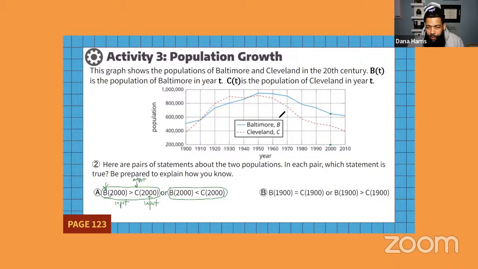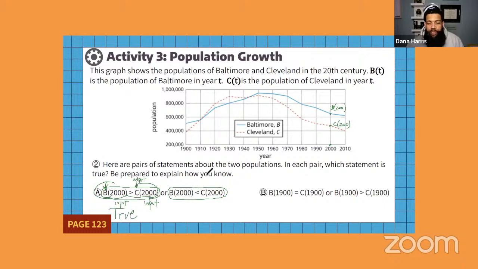Now, let's go to the left. If you can see the cursor, hopefully, you see it's a little bit above 600,000. Actually, if we just look here, Baltimore is higher than Cleveland. So Baltimore is here. So B of 2000 and C of 2000. So now let's go back to this statement. Is B of 2000 greater than C of 2000? As we can see, the blue line is higher than the orange dashed line at 2000 for the input of 2000. So this is true, that B of 2000 is greater than C of 2000.